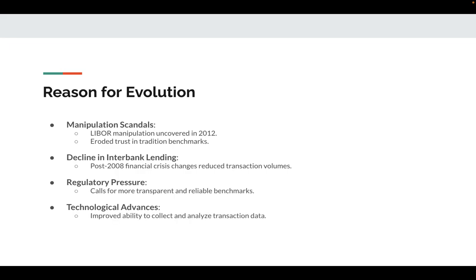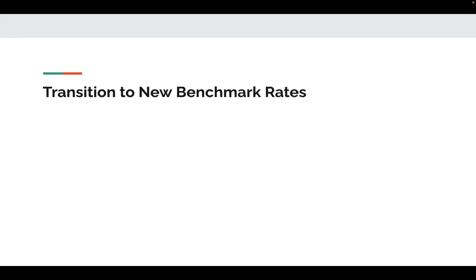So let's look into the transition to new benchmark rates. In response to the shortcomings that we just saw in the traditional benchmarks, the financial industry began transitioning to risk-free rates. In short, they are called RFRs. These new benchmarks are transaction-based, so they are derived from actual market transactions.